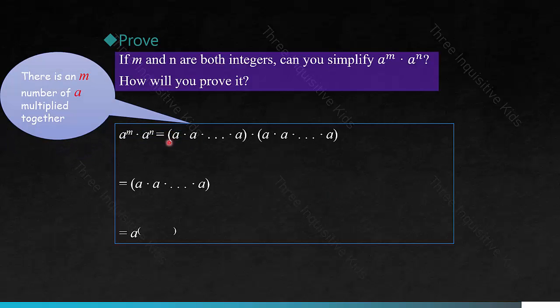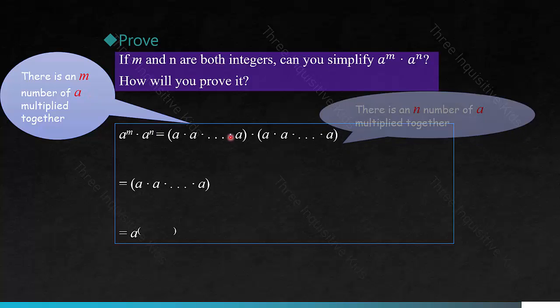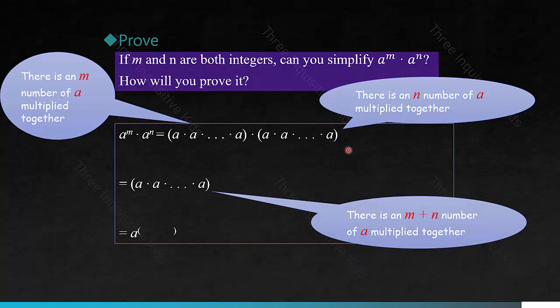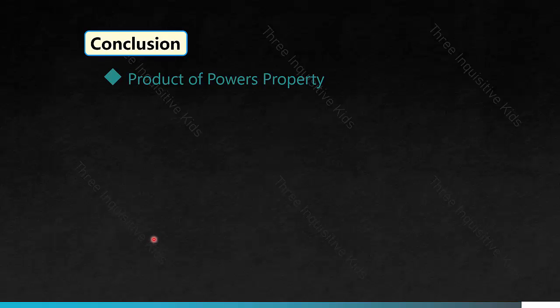So remember again, in the first parentheses, there is an m number of a's being multiplied together. And then in the second parentheses, we have an n number of a's being multiplied together. And then you take out the parentheses and put them all together. So then there's an m plus n number of a's being multiplied together. So in the end, when you fill in the blanks, it's going to be m plus n.